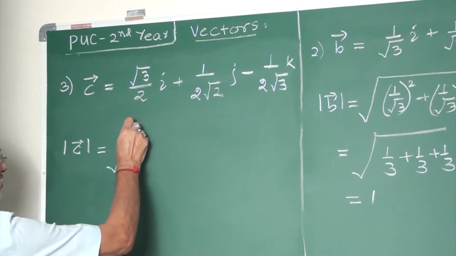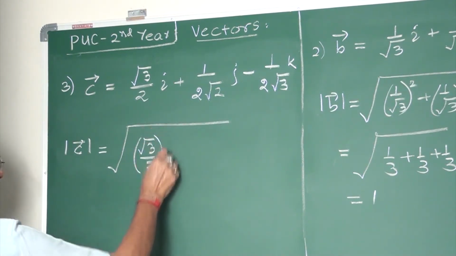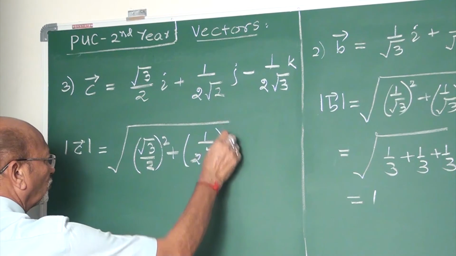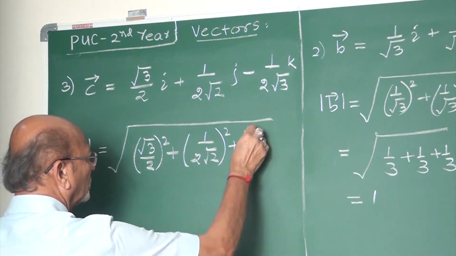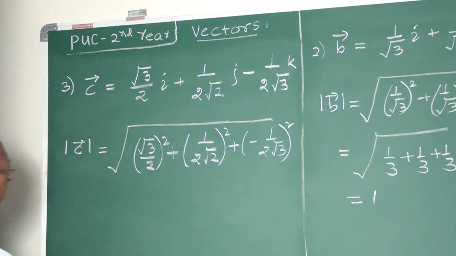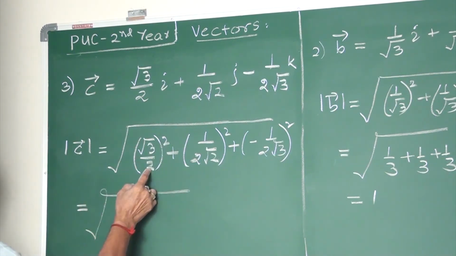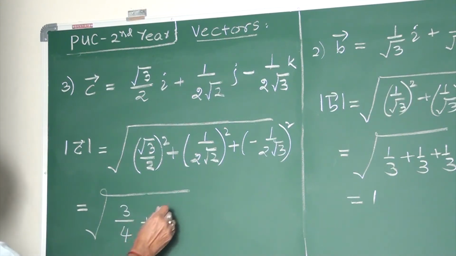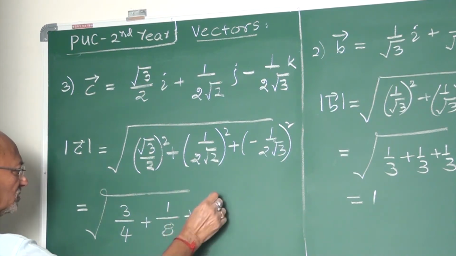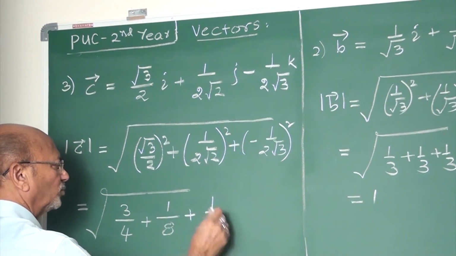It is the square root of root 3 by 2 the whole square plus, second, 1 by 2 root 2 the whole square plus, third, minus 1 by 2 root 3 the whole square. Yes, friend, root 3 the whole square is 3, 2 the whole square is 4, plus 1 by 4 into 2 is 8, plus 1 by minus the whole square is plus 4 into 3 is 12.